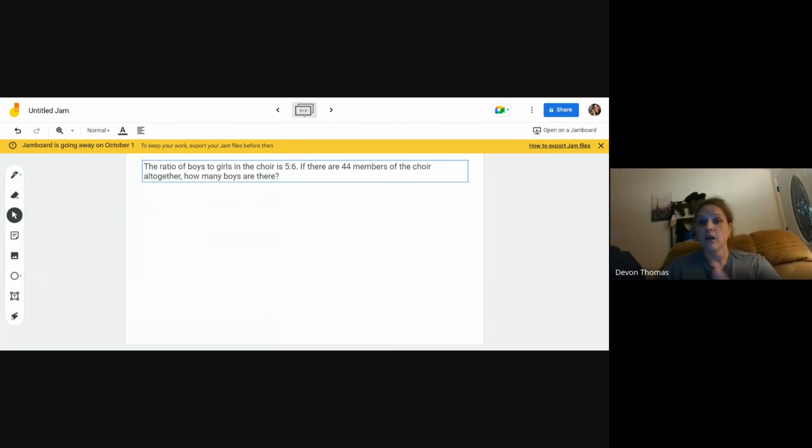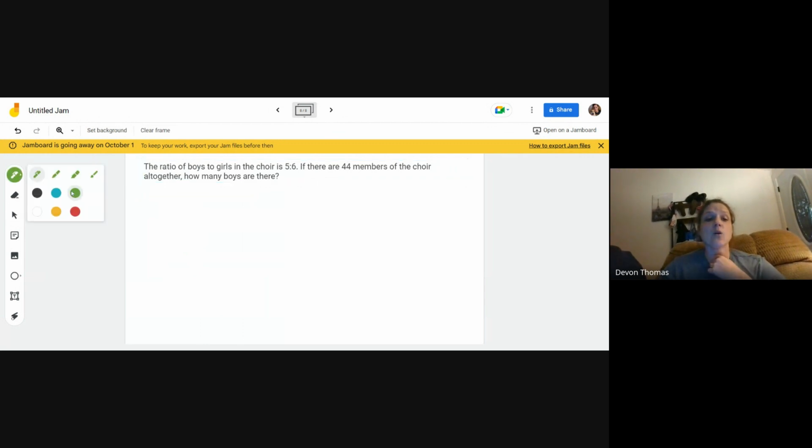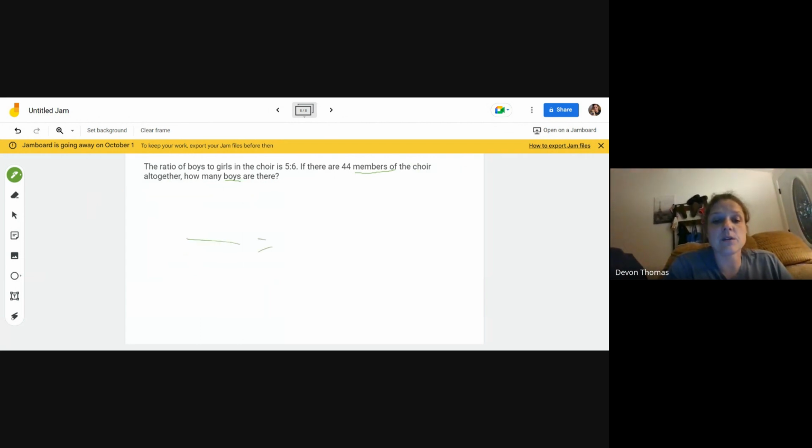Now be careful. We are looking for the right labels here. You cannot say that the label is going to be boys and girls. Why not? Because the question doesn't ask about boys and girls. The question asks about members of the choir and boys. So we're going to have to do a little something extra here, right? All right, we know it's an equals because that's ratio. So we're setting up our proportion here. Label, given, solve. Okay, members, boys.